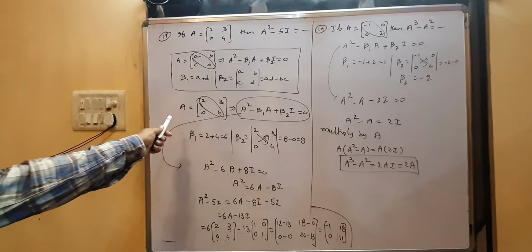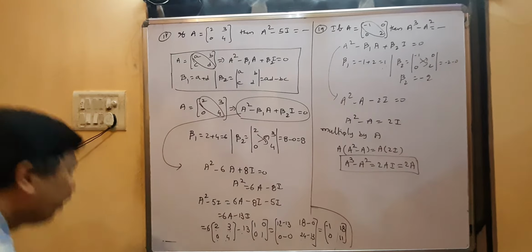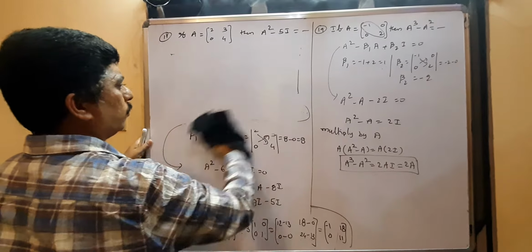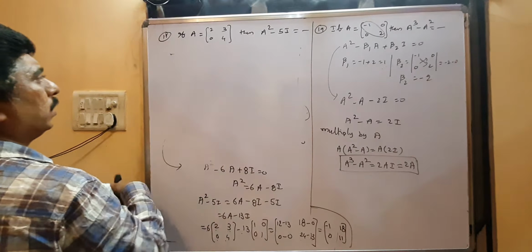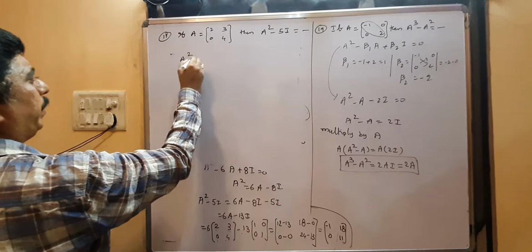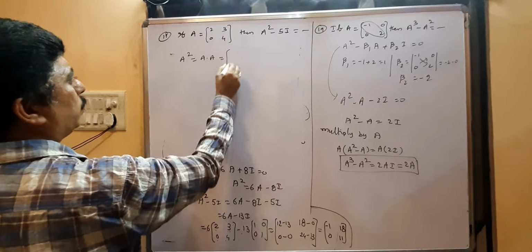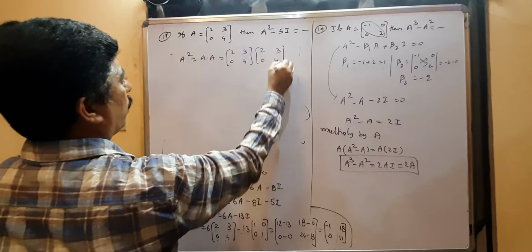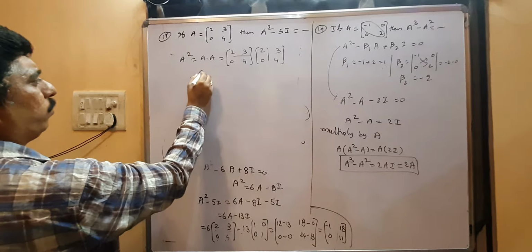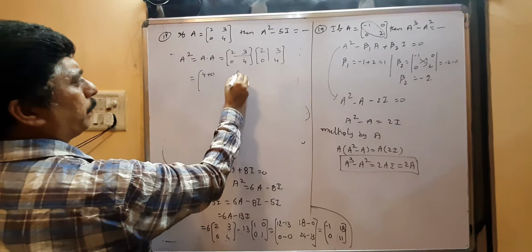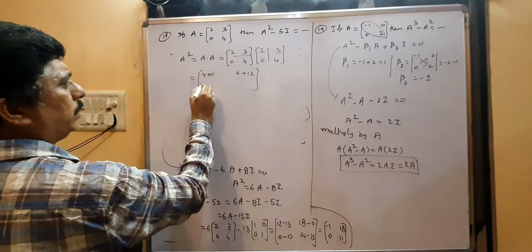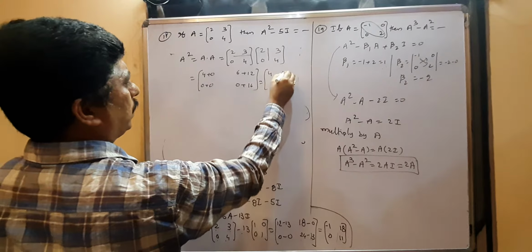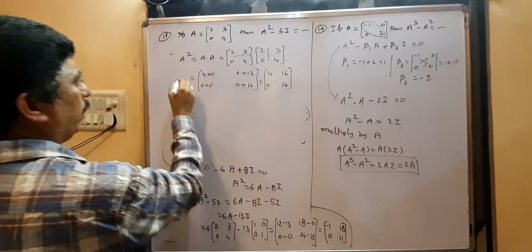For this problem, an alternate method is also there. If you want the alternate method, without using the characteristic equation, then you have to find A square. A square means A into A, that is 2, 3, 0, 4 times 2, 3, 0, 4. Row into column you have to multiply: 2 into 2 is 4 plus 0, next 6 plus 12, 0 plus 0, next 0 plus 16. That is 4, 18, 0, 16. This is the A square value.